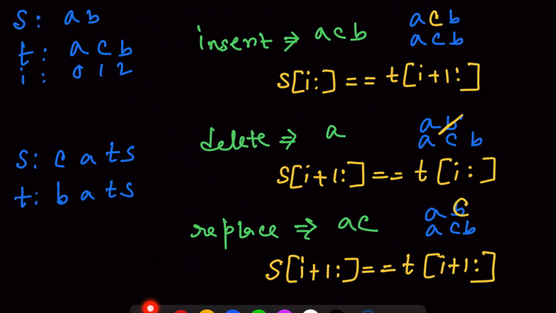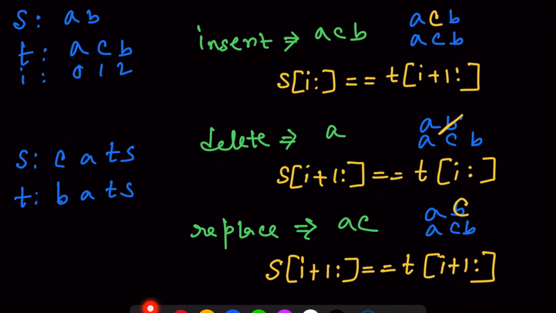Consider the same example, AB and ACB. At index 1, these two characters are not the same. That means we have three operations we can perform. If we want to insert, then between A and B we insert C to match it. In that case we have to match the rest of s and the rest of t. So the index of s can remain the same, but the index of t will move one further.